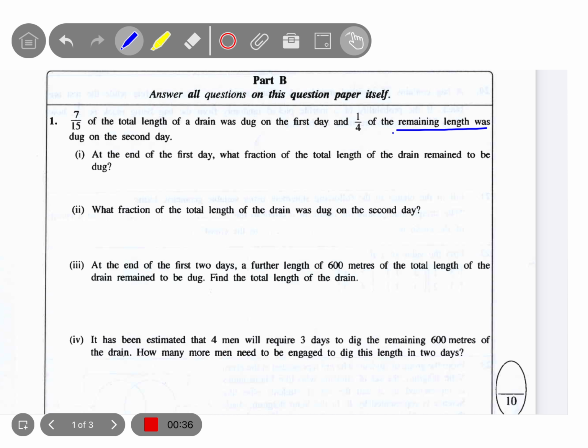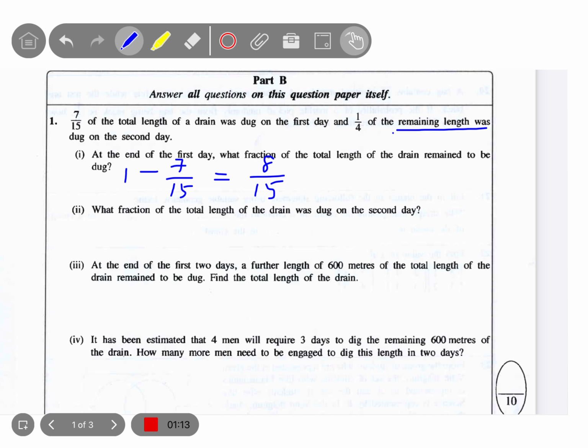And question number 1 is, at the end of the first day, what fraction of the total length of the drain remained to be dug? So we know that 7/15 of the total is dug on the first day. So what's remaining is 1 minus 7/15. So basically, even without doing any simplification here, because 7/15 is done, then 8 portions of the 15 are remaining. So that's the way you calculate it.